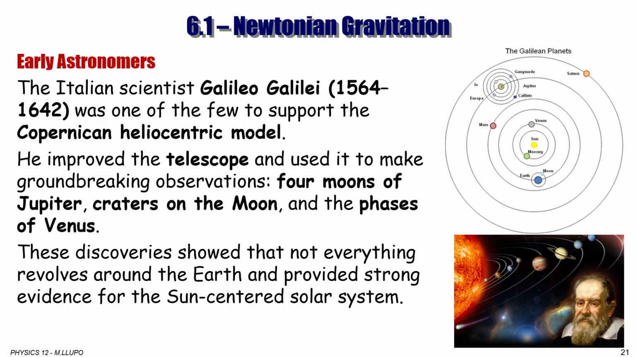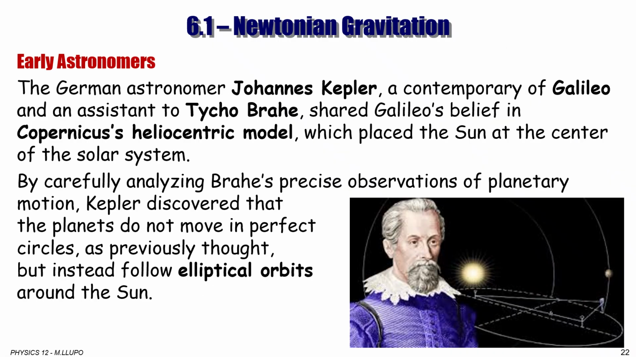The German astronomer Johannes Kepler, a contemporary of Galileo and assistant of Tycho Brahe, shared Galileo's beliefs in the Copernican heliocentric model, which placed the Sun in the center of the solar system. By carefully analyzing Brahe's precise observations of planetary motion, Kepler discovered that planets do not move in perfect circles as previously thought, but instead follow elliptical orbits around the Sun.